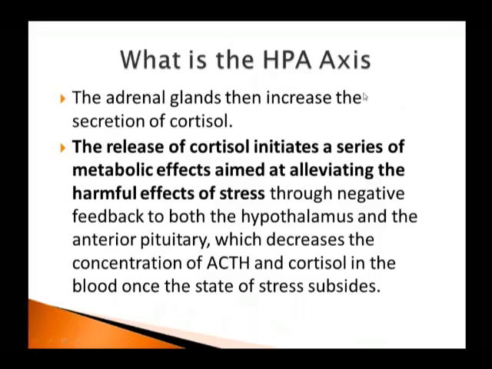The adrenal glands, after they're stimulated by ACTH, secrete cortisol. The release of cortisol initiates a series of metabolic effects that are aimed at essentially eliminating the harmful effects of stress, and we'll get more into that, okay? And then through a feedback mechanism, when the body has resolved that stress event, the brain turns off its production of CRF, the pituitary decreases its output of ACTH, and the adrenal glands at that point would then turn off or decrease its overall production of cortisol.